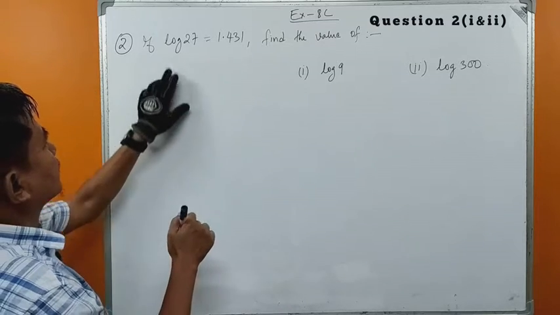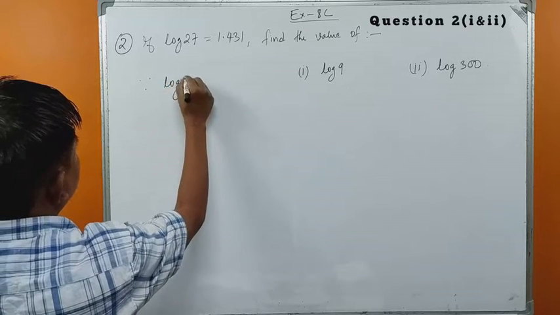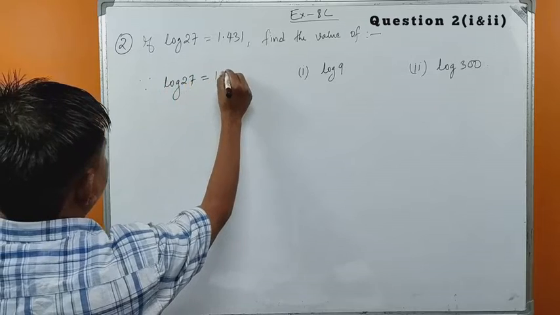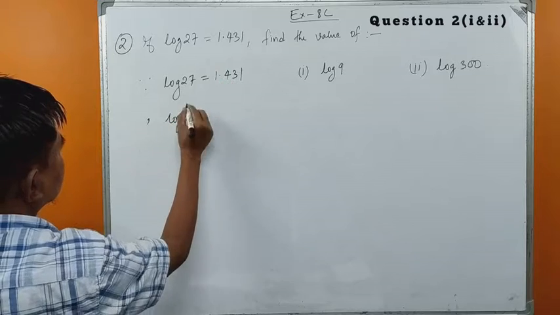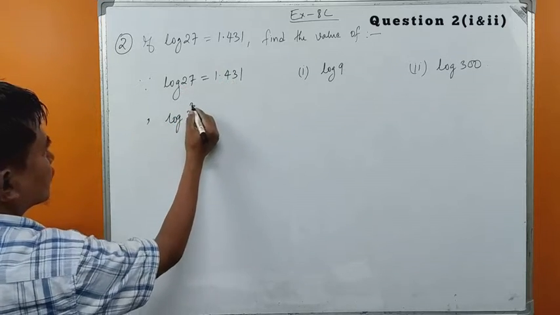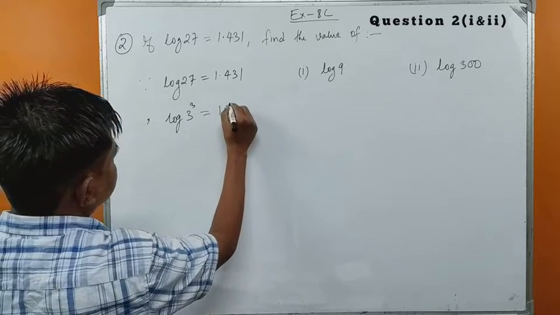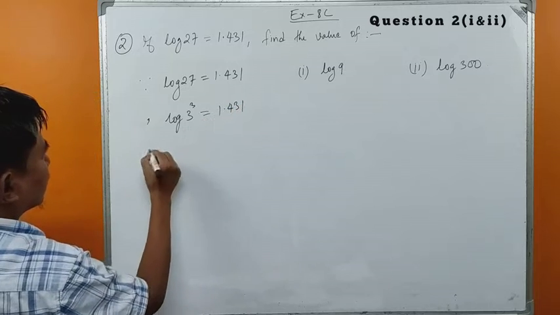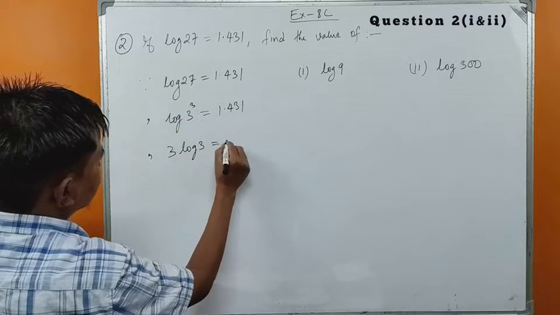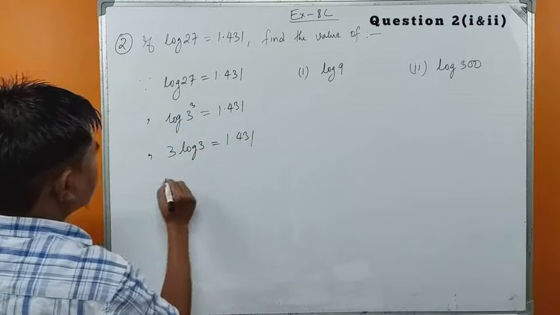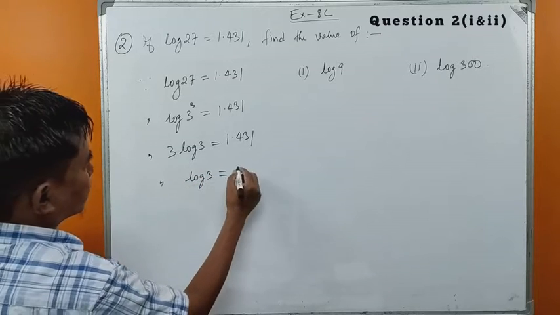So let us do this. First we will simplify this. Since the given condition is log 27 equals 1.431, or you can write this as log 27 means 3 cubed, 3 cubed means 27, 3 threes are 9, 9 threes are 27, isn't it? Equals 1.431, or this 3 you can write here in the front, log 3 equals 1.431, or log 3 equals, this 3 goes to the denominator by cross multiplication.